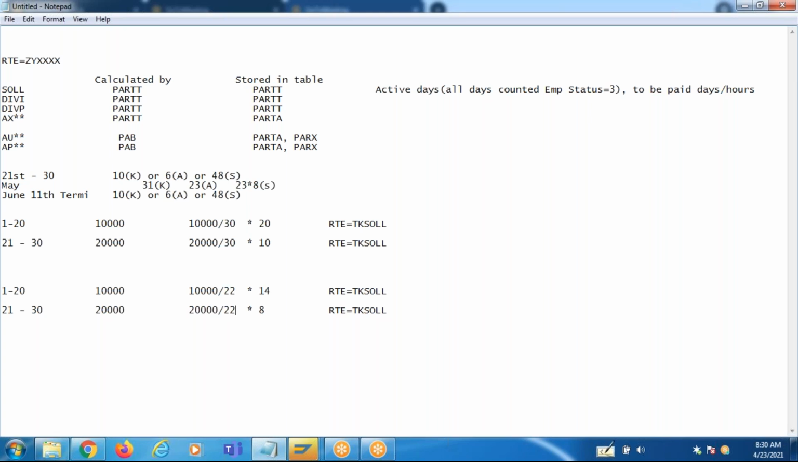If you are prorating the value based on calendar days, then the total active days should be calendar days. You are paying for the calendar days, right? So the rate should be calculated based on calendar days. So if it is K here, the divisor also K. If it is A here, the divisor also A. Remember that.